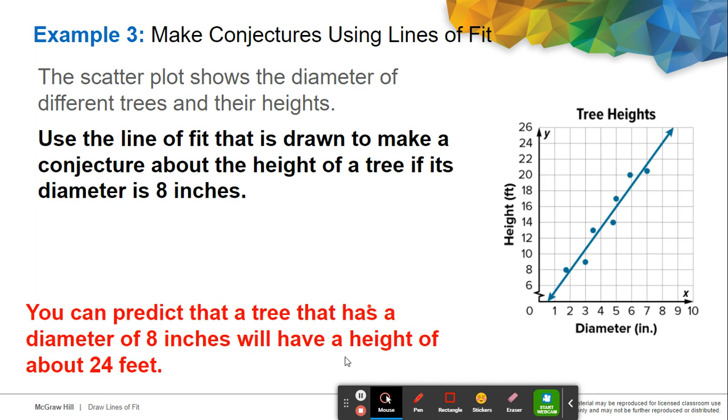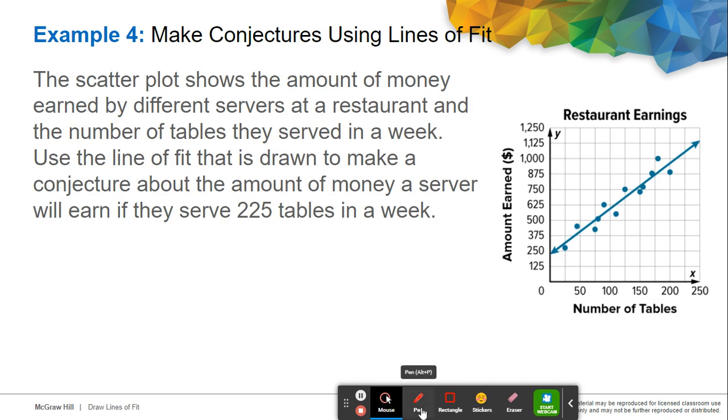So you can predict that if the tree has a diameter of 8 inches, that is the point, and the height will be 24, because the y-axis represents the height. Let's have another easy example.